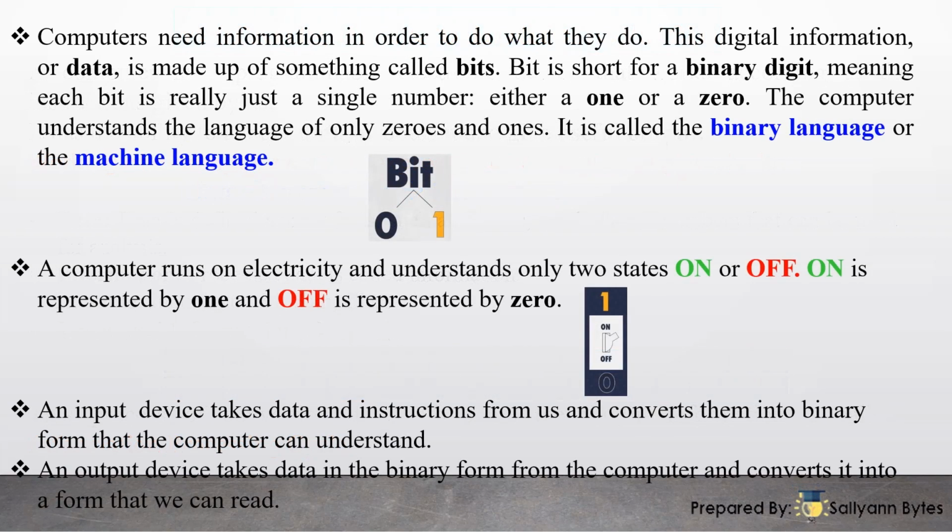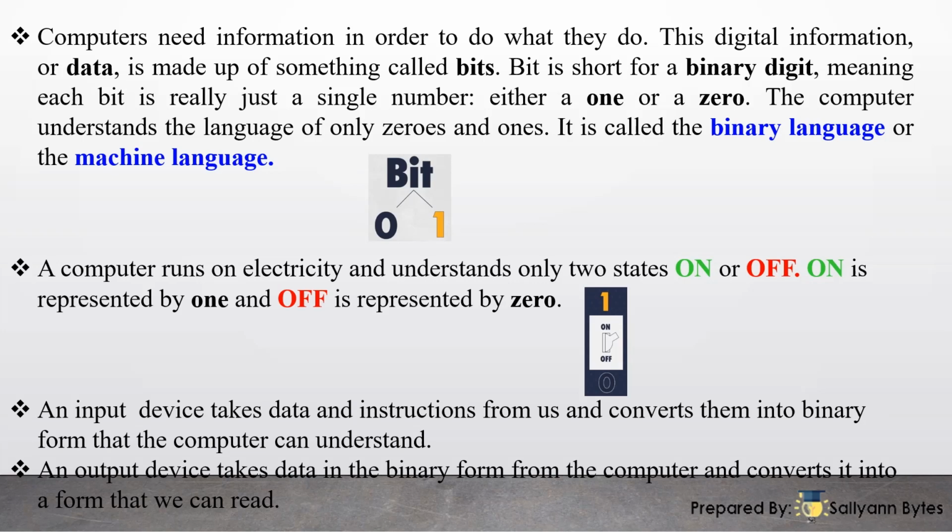I hope you had a better understanding of computer system organization and how it works. Computers need information in order to do what they do. This digital information, or data, is made up of something called bits. Bit is short for a binary digit, meaning each bit is really just a single number, either a 1 or a 0. The computer understands the language of only zeros and ones.